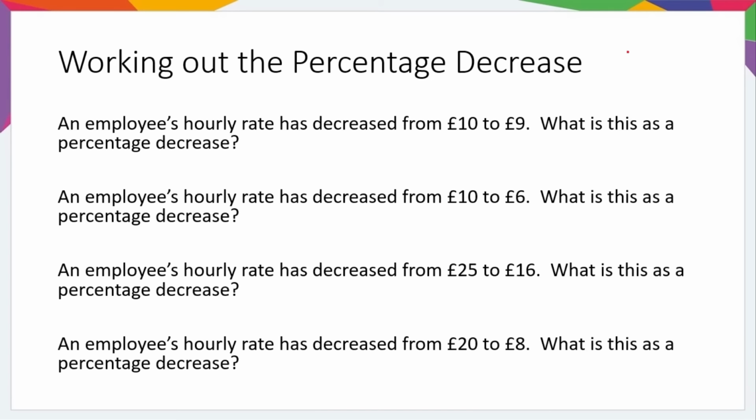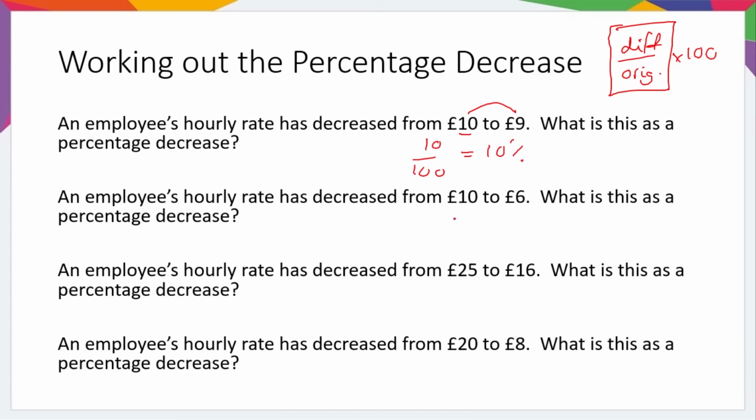Decrease is exactly the same thing. Again, it's the difference divided by the original multiplied by 100, or just look at the fraction and convert it into a percentage. So here the difference is 1. It was originally 10. 1 out of 10 is the same as 10 out of 100, which is 10%. 10 to 6, that's a drop of 4. From 10, that's 40%.